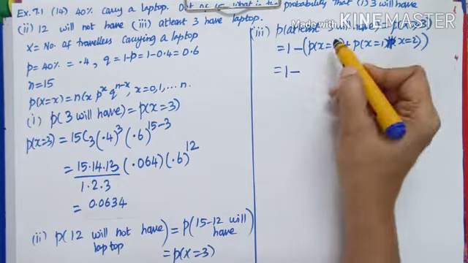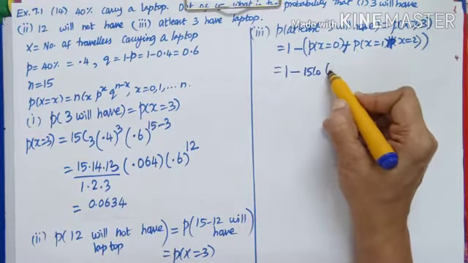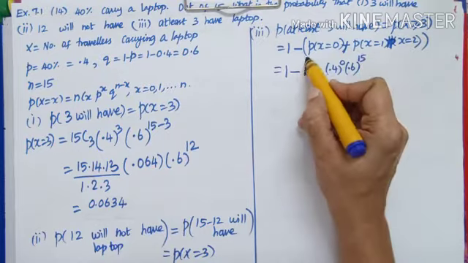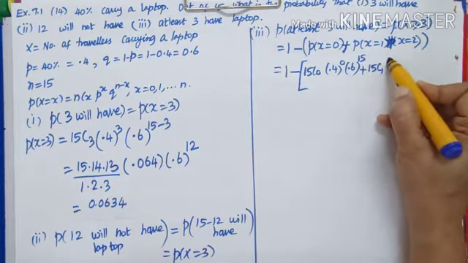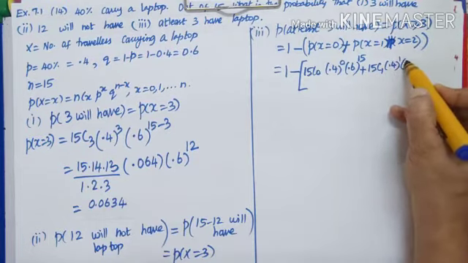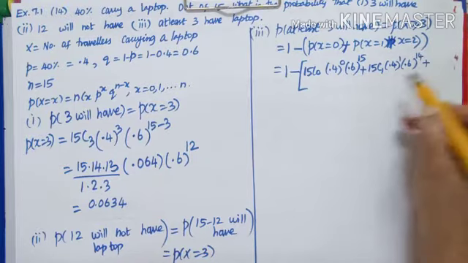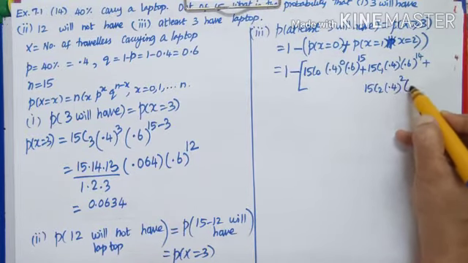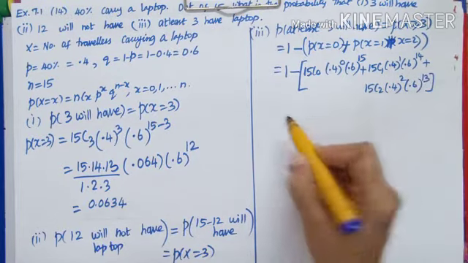1 minus. Put x is equal to 0: 15 C 0, 0.4 power 0, 0.6 power 15 minus 0. Plus x is equal to 1: 15 C 1, 0.4 power 1, 0.6 power 15 minus 1 is 14. Plus 15 C 2, 0.4 power 2, 0.6 power 15 minus 2 is 13.